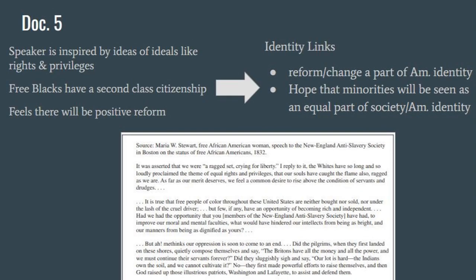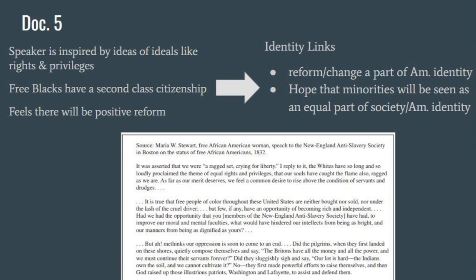Okay, on to document 5, where we have a speech by a free African American woman to the New England Anti Slavery Society. First, let's look at just the main ideas of the document itself. The speaker is inspired by the American ideals of rights and privileges. However, even as a free black, she is only a second class citizen with few opportunities. However, she does think that righteous struggle will lead to positive reform.